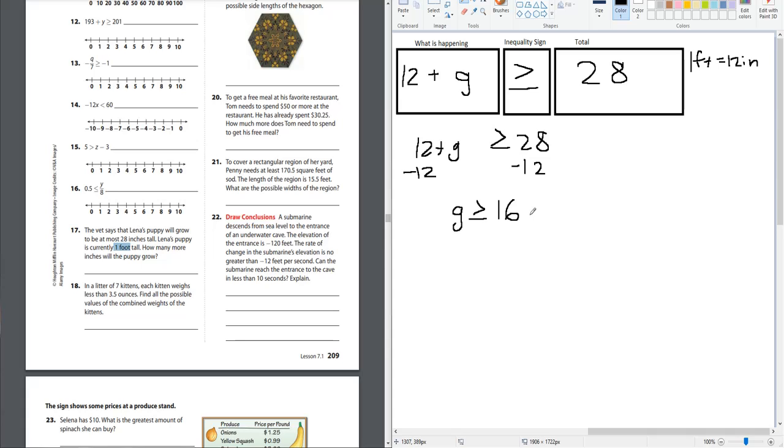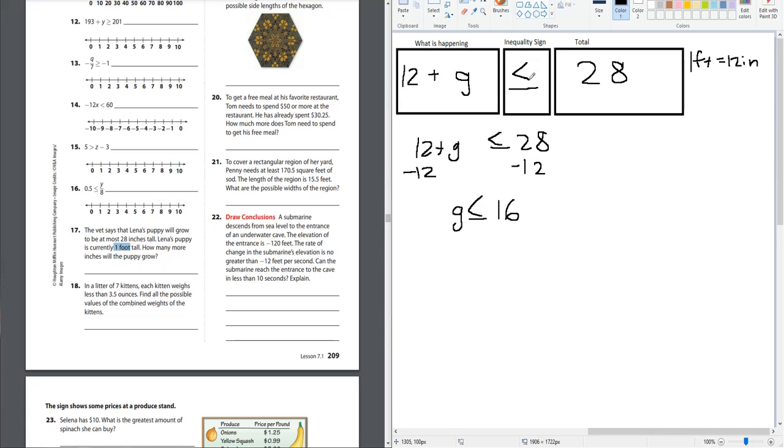Wait a minute. That's not correct. Sorry, this should have been less than. I had a brain fart. Sorry about that. Let me change this. My thinking was right. The symbol I used was wrong. It'll be at most 28. It's not going to be any bigger than this. So it's always going to be smaller than this or equal to this. The words I was saying were correct. The symbol I chose was wrong.